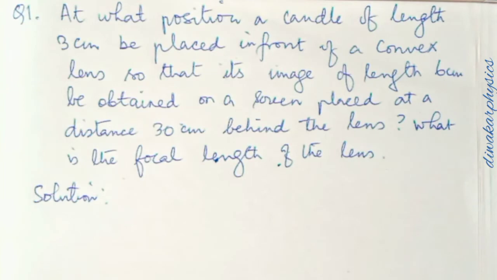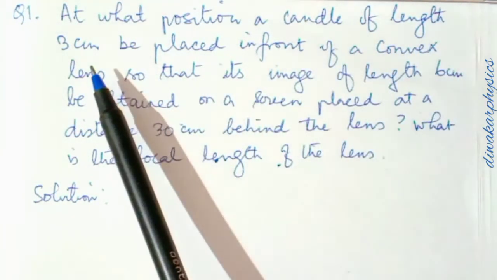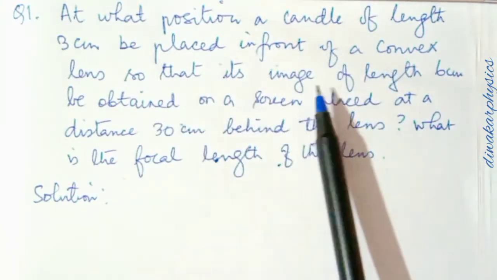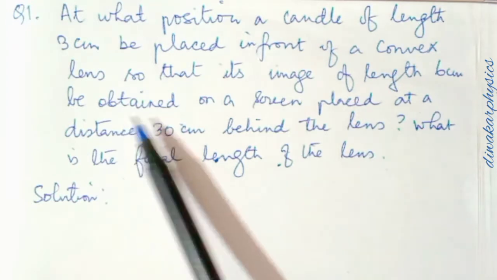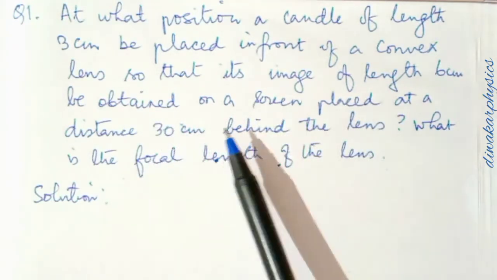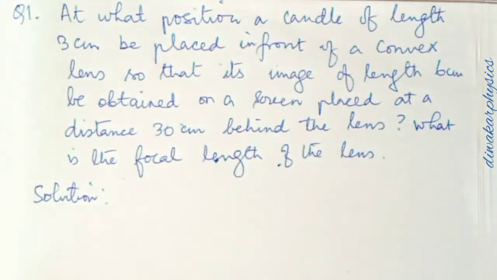So first question is, at what position should a candle of length 3 cm be placed in front of a convex lens so that its image of length 6 cm is obtained on a screen placed at a distance of 30 cm behind the lens? What is the focal length of the lens?